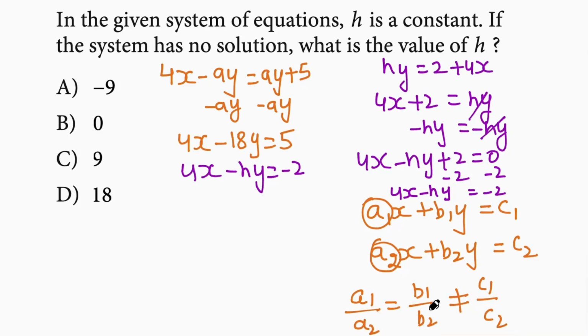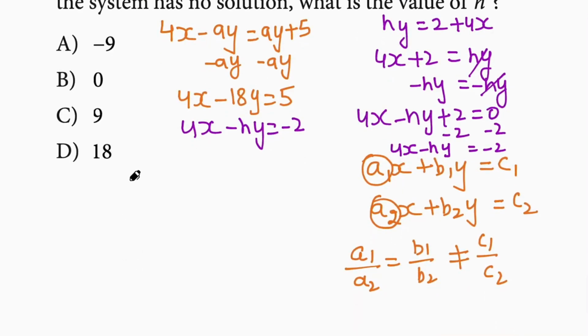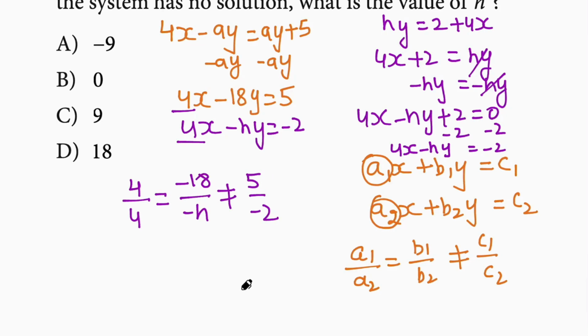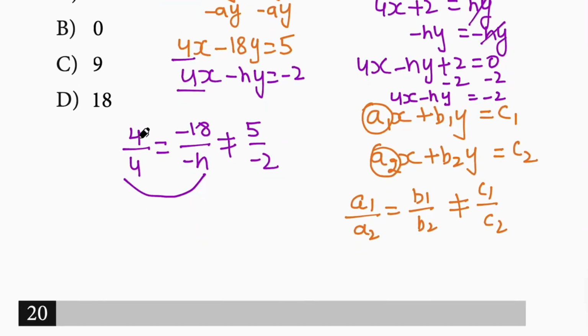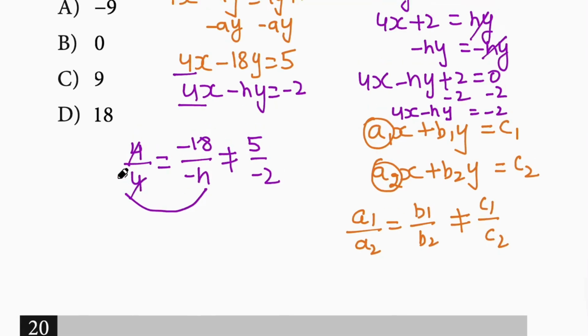Now we have to apply this condition. a1 over a2 is equal to b1 over b2 is not equal to 5 over negative 2. Now we have to find the value of h, right? So we will take this expression. Let's solve it. 4 is cancelled with 4.